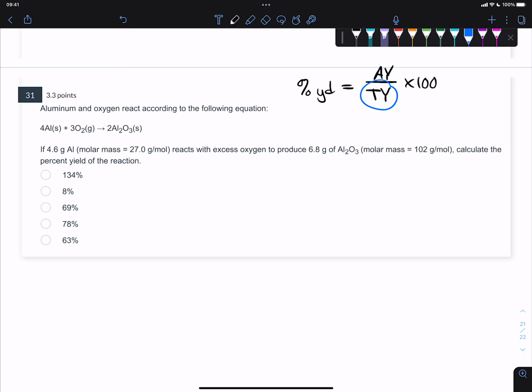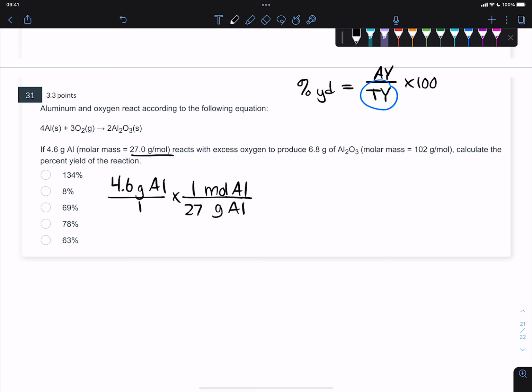It says 4.6 grams of aluminum. That's one of your reactants. So we're going to put 4.6 grams Al over 1. Put grams of Al at the bottom because we don't want it, but it really is obvious at this point that we're going to go to moles. And 1 mole of aluminum is 27.0 grams of aluminum. So we just did a molar conversion from grams to moles for aluminum. Then you're going to go from moles of aluminum to moles of whatever you care about.